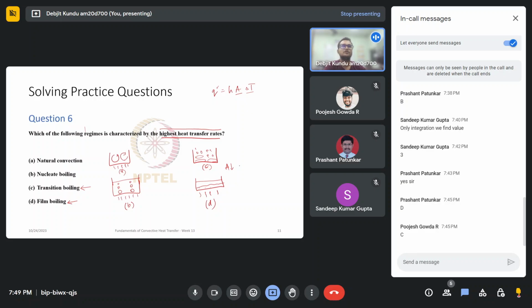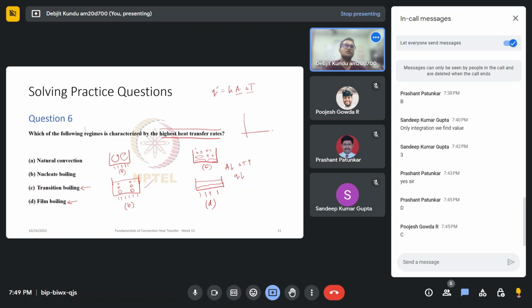So as a result, although delta T is high in these cases, the area of contact is low. So as a result, Q is also low. So this nucleate boiling is the optimal case where both A is high as well as delta T is high. So this has the maximum heat transfer rate.